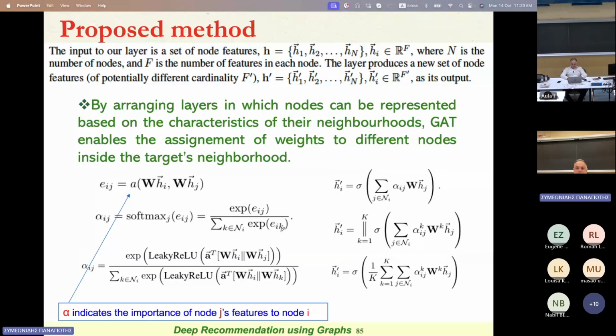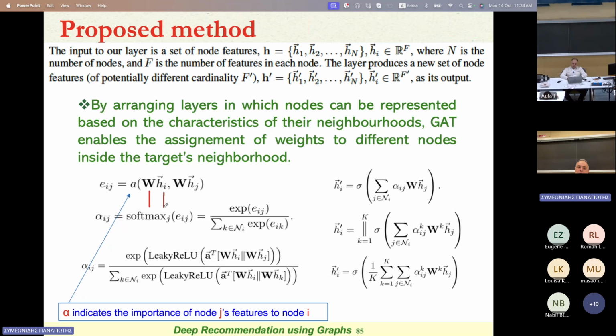And here we can see that you have a way to extract these importances of the incoming links for the target node. Okay, so as you can see here, we have the W matrix, which is the weights, and also the H vector, which keeps the features of the target node.